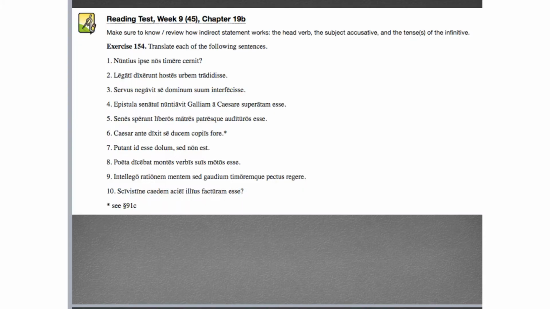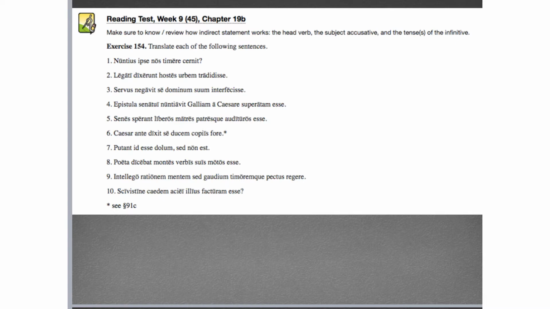All right, let's take a look at this week's summatives. So you're translating the sentences. Again, keep in mind those indirect statement requirements and go back and check those out if you need to. So I'll do a couple for you. So remember, read through the sentence first. Nuntius ipse, nos timere cernit.